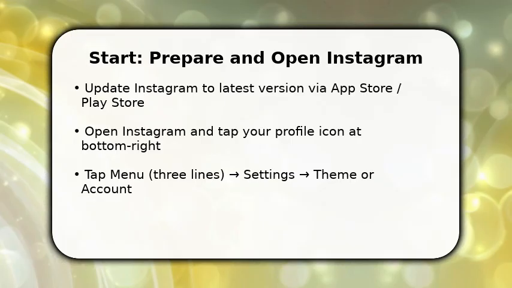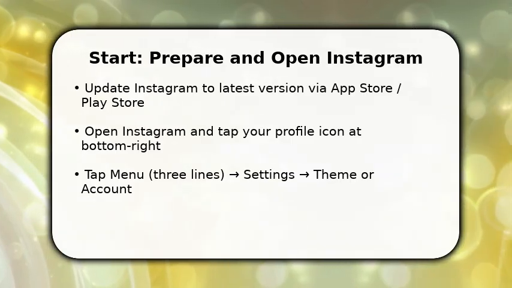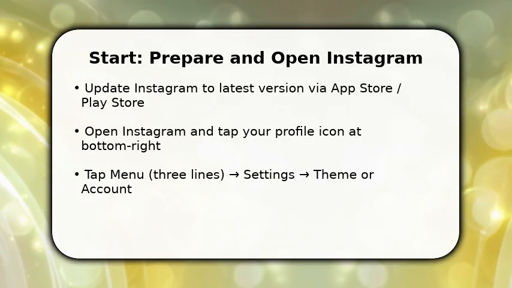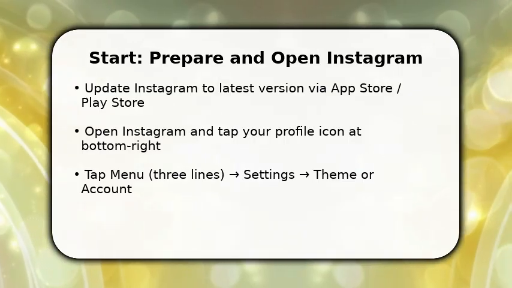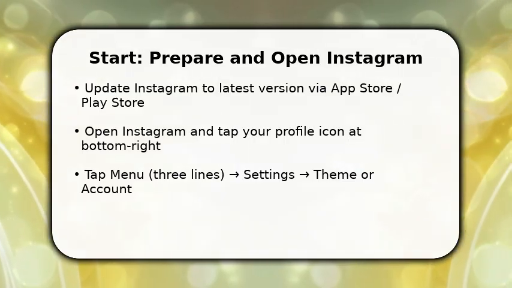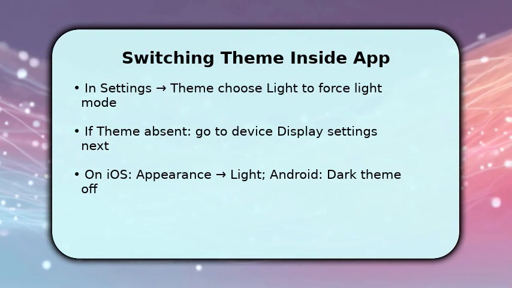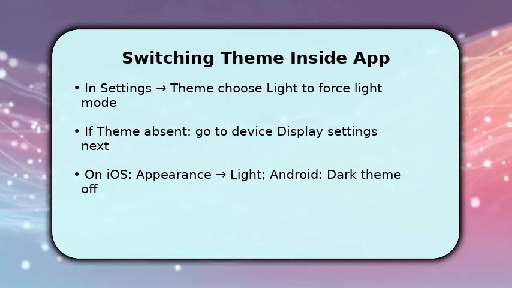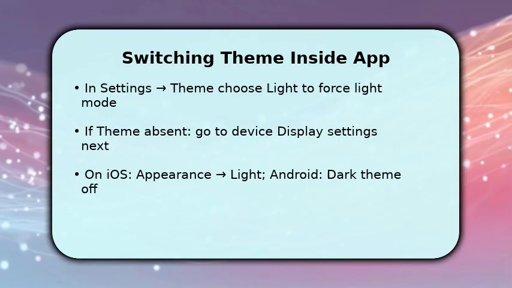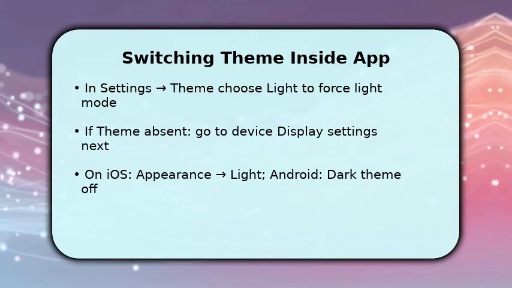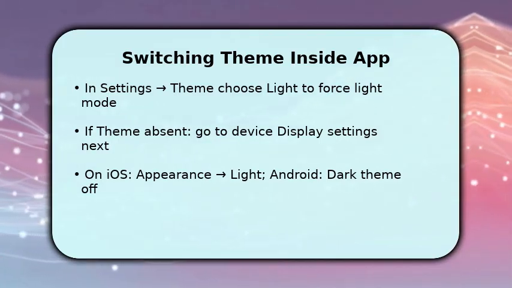If not, proceed to System Settings next. Make sure to follow each tap slowly so the app registers your navigation and shows the correct menu items. If Instagram exposes a theme option, tap Theme and choose Light. That immediately flips the app. Once done, confirm by navigating feeds and profile to see white backgrounds.